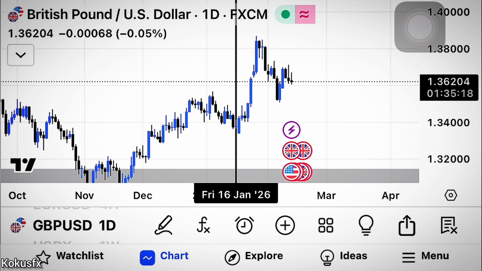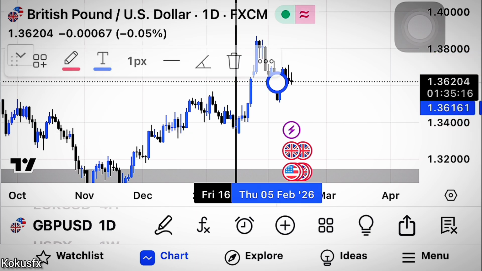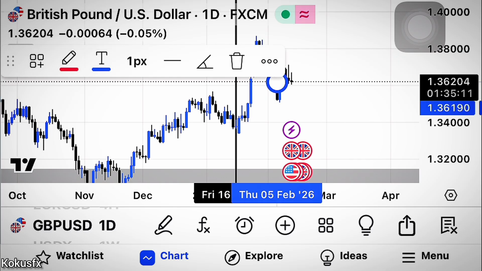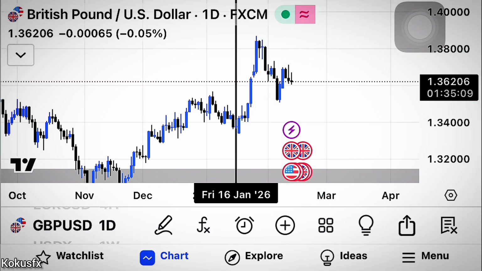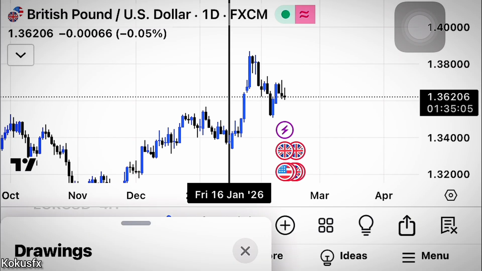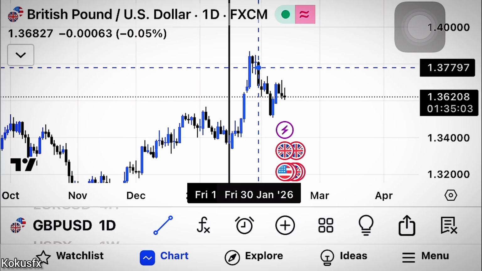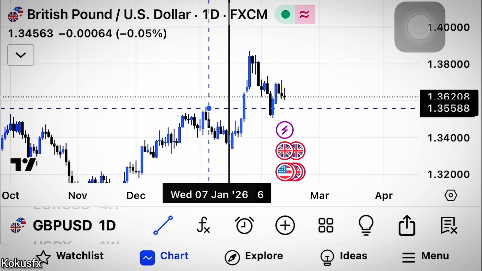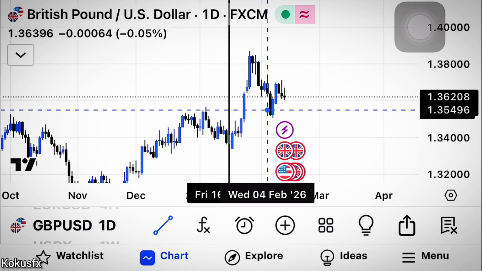But we don't just buy from here. We have to go to the lower time frame to see what the lower time frame price action has for us, like the 4 hour, 1 hour, and so on. So from here now, you see that price came down and rebalanced this imbalance, this imbalance here.